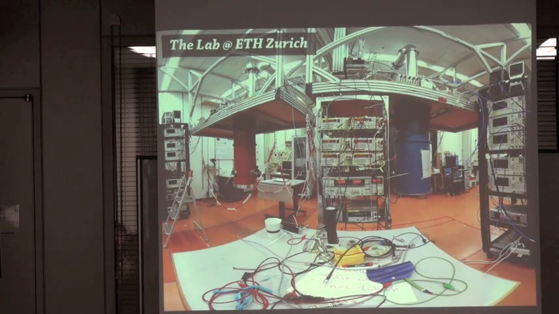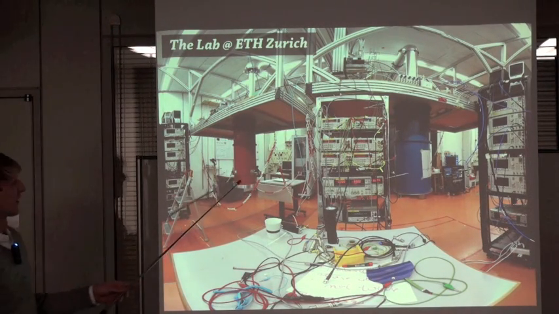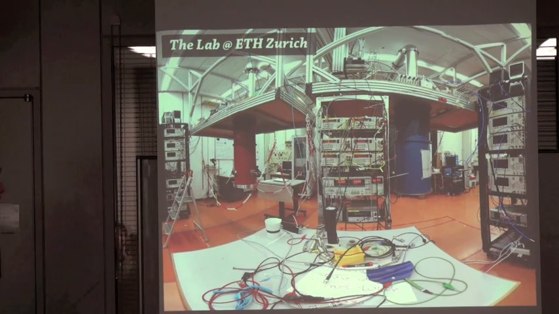That's what it looks like in the lab. Main components are the dil fridges in red and in blue. This is actually the first ever cryo-free dil fridge which was sold to people.